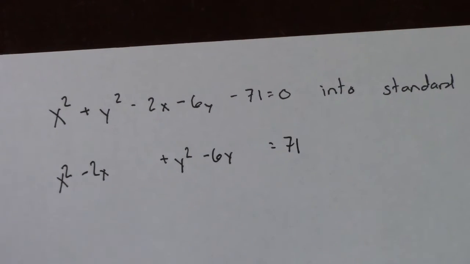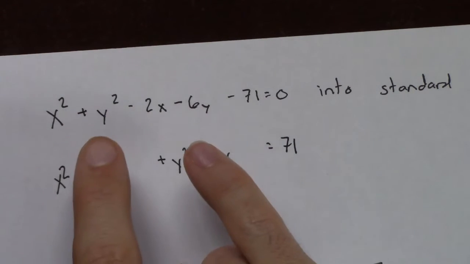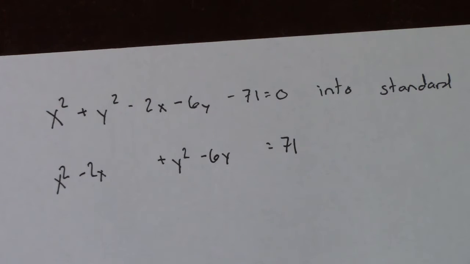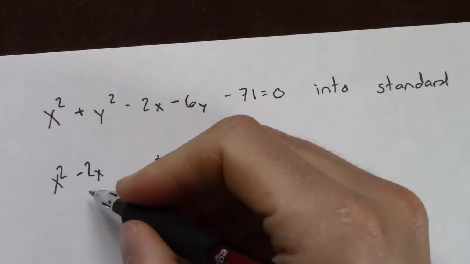So all I've done in this step is I've grouped like variables together. My x's go together, my y's go together, and then I've moved my 71 over to the other side. Now that I have that, essentially what I'm going to do is complete the square twice.